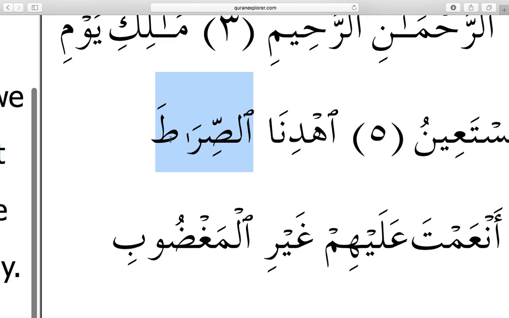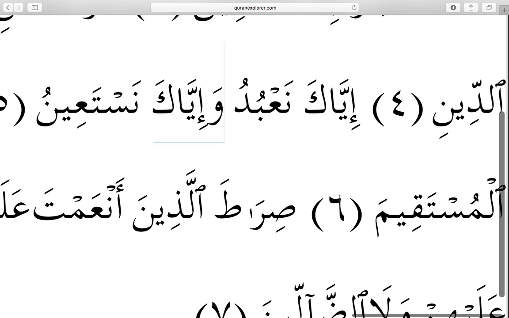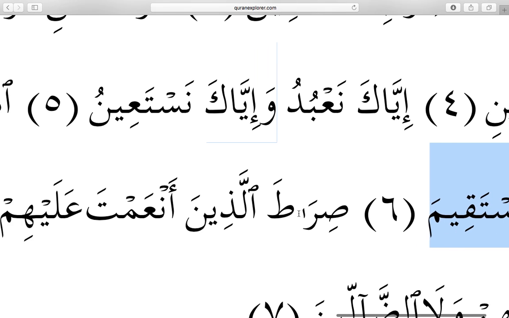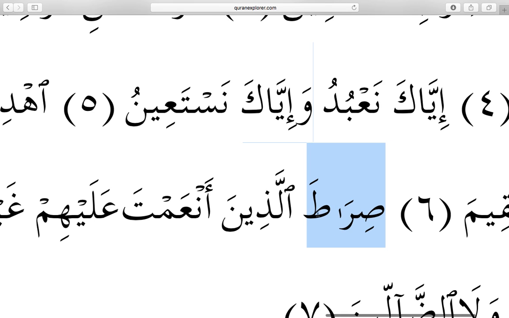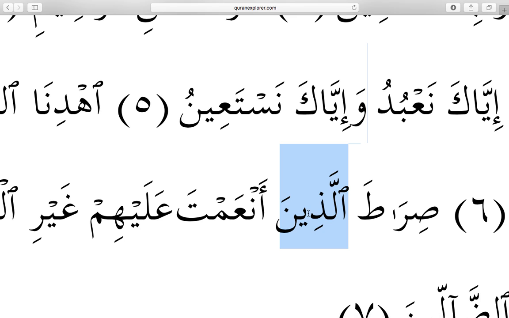This is As-Sirat. The letters are alif, lam, sad, ra, ta. This word is Al-Mustaqim. The letters are alif, lam, mim, sin, ta, qaf, ya, mim. This word is Sirat. The letters are sad, ra, ta.